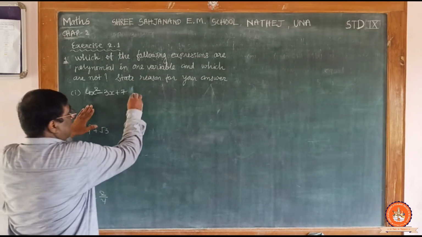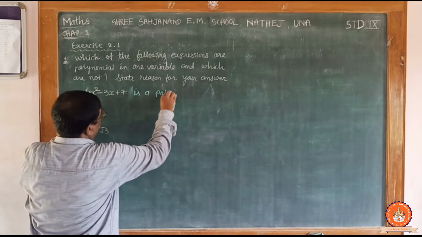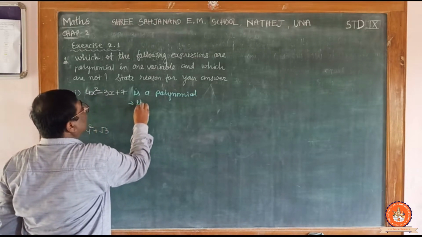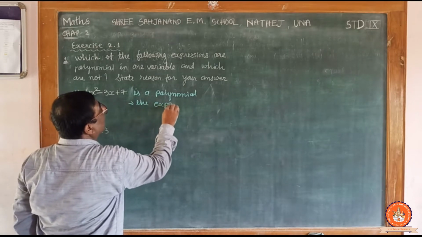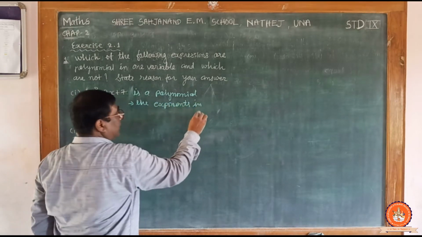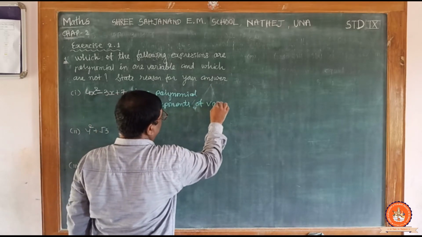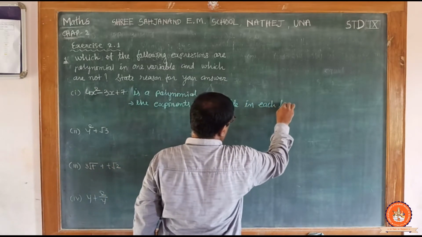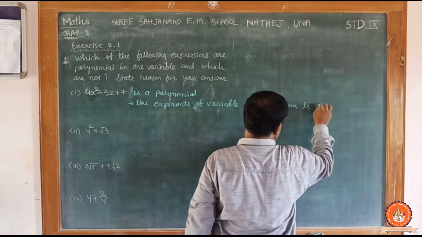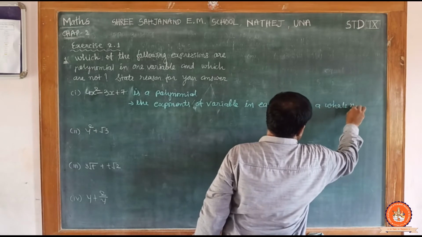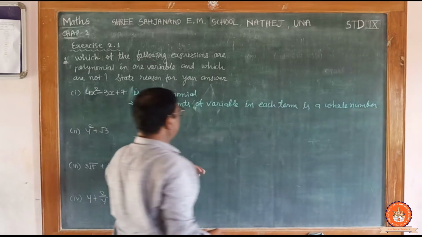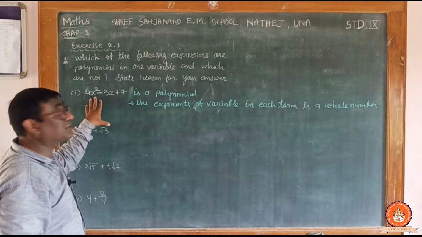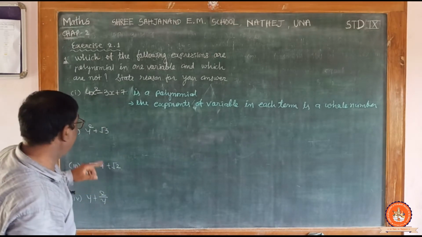So this one is a polynomial because the exponent of the variable in each term is a whole number, and that is why this one is a polynomial in one variable.